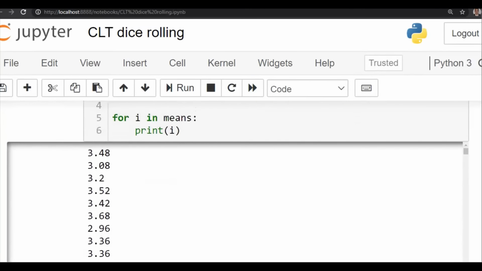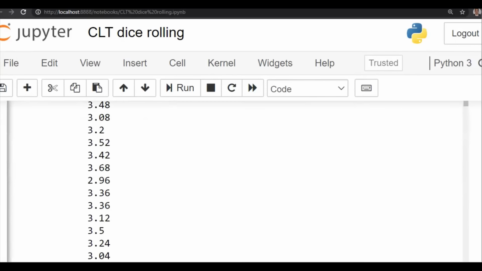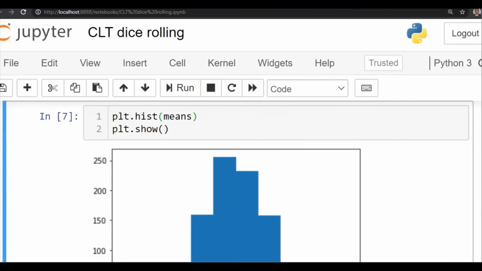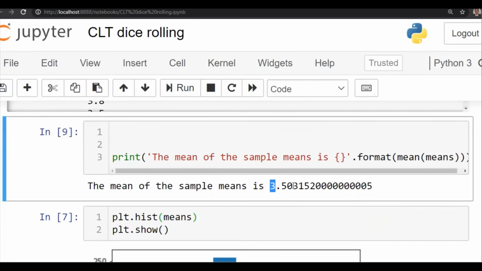Now let me increase it to 5,000 or 50,000. Then we'll do this. Mean of means. Now this is 3.50. We are interested in 3.5. This is very close. We'll not worry about these numbers. Awesome.